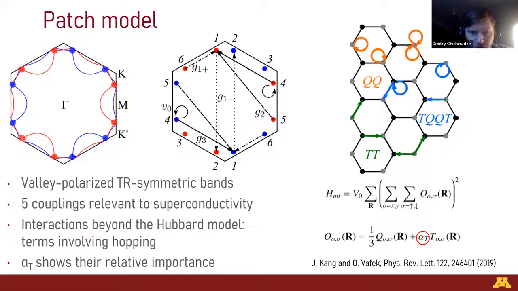We then introduce all relevant couplings, and there are only 5 relevant couplings for superconductivity. They're shown here. These are density-density or exchange interactions. Again, valleys never mix, so I cannot take a blue fermion and move it to the red patch. Now we need to come up with an interaction model. We know that in twisted bilayer graphene, interactions are way more interesting than in the standard Hubbard model because they include assisted hopping terms, as was shown by Kang and Vafek and others.